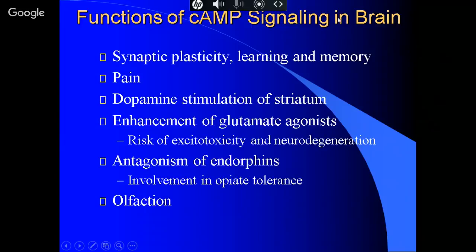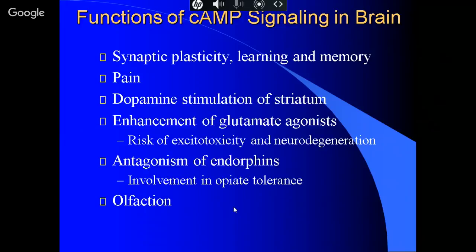When you look then at what the cyclic AMP signaling does, just look at this, and I'm going to ask you a question. What do all these things have in common? Synaptic plasticity, learning, memory, pain, dopamine stimulation, enhancement of glutamate agonists, antagonism of endorphins, olfaction. Well, maybe that's not fair. It's going to be even more obvious on a later slide. So let me just tell you, these are all long-term. These are not quick. These are not a fraction of a millisecond, okay? These are setting things, learning, memory, the dopaminergic activation of the striatum. These are not momentary things.